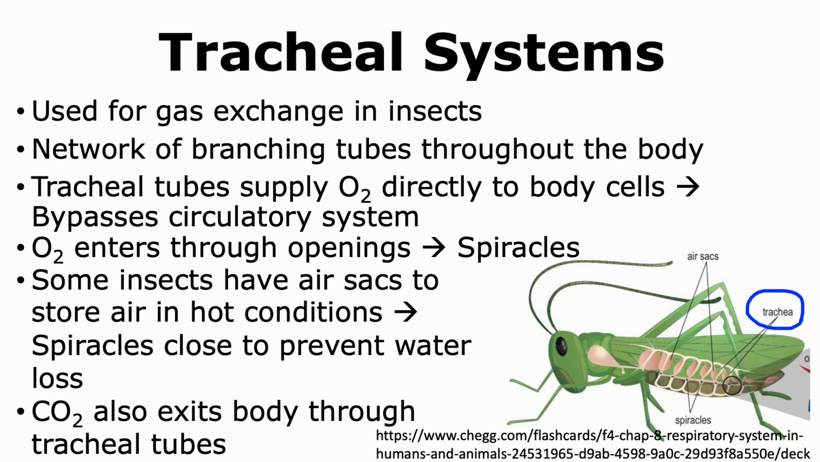The way oxygen is able to enter the body through the spiracles and move throughout the body in tracheal tubes, carbon dioxide generated by the cells of the insects can exit the body through the tracheal tubes and the spiracles.